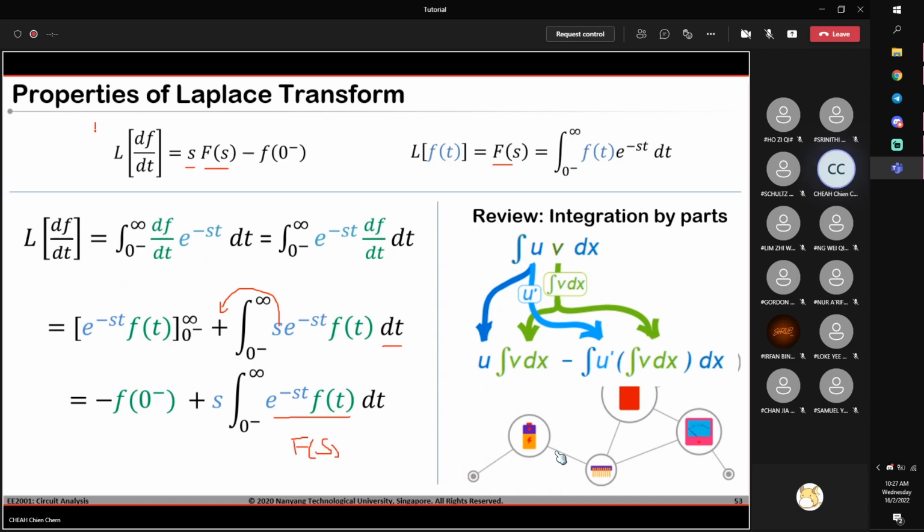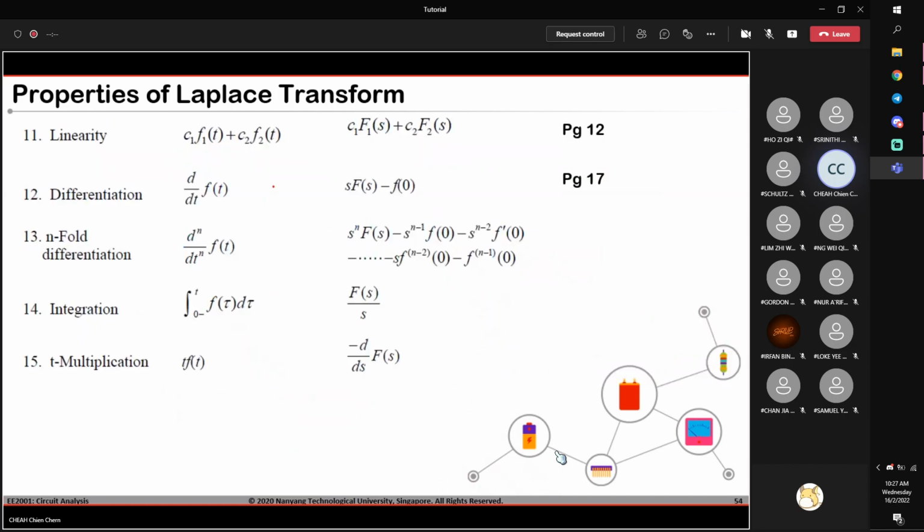So I'm deriving this. Go through it once, convince yourself that this is true. Then after that, we'll use the table. Again, these tables will be available during the exam. So if you want to find the differentiation of a signal in the Laplace domain, then this is what you do: sF(s) minus the initial condition.